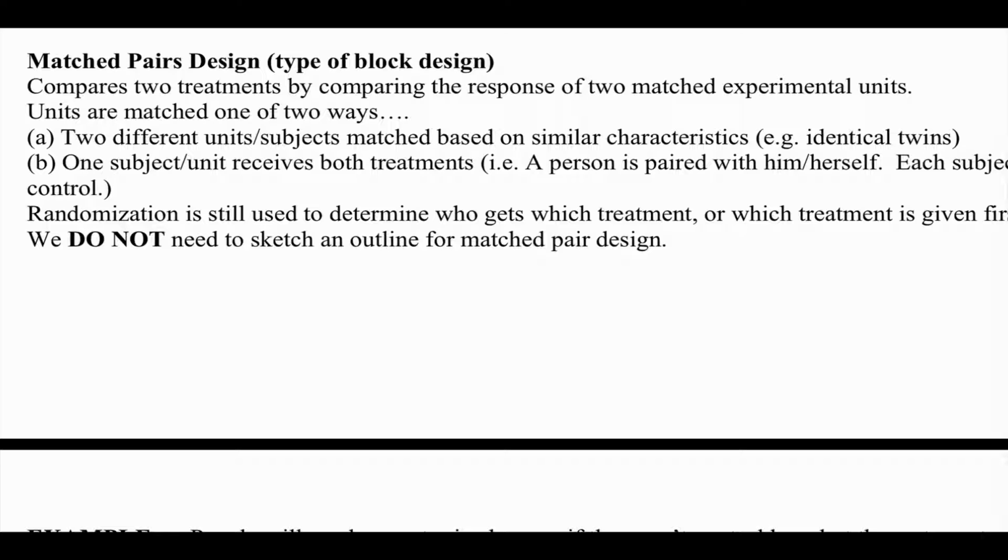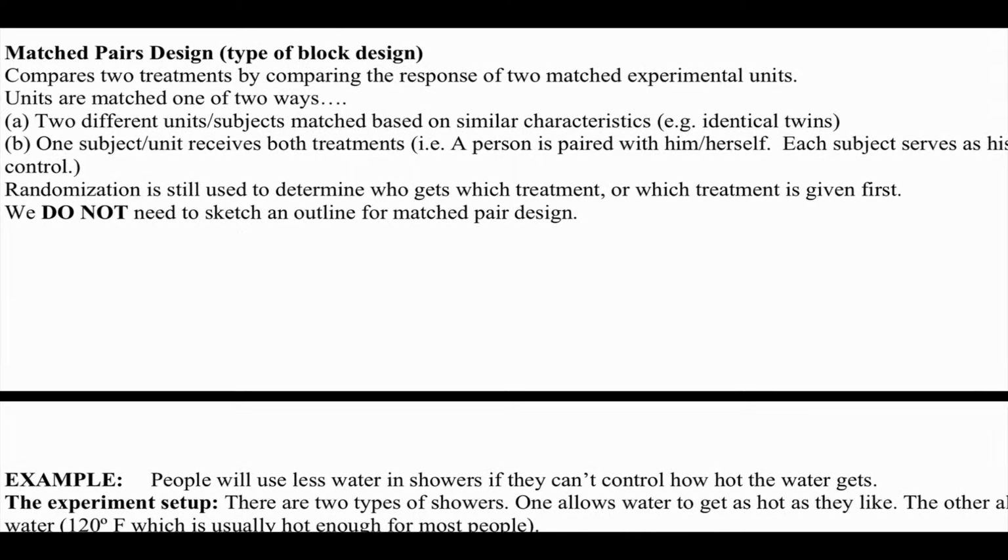Randomization is still used to determine which treatment gets. So we still do randomization to see which one gets which treatment or which treatment first. Remember, if I'm paired with someone who's similar to me in some way, age, gender, height, weight, something, I'm only going to experience one shower. They're going to experience the other shower. We're going to compare our data. Nobody else's data, just our data. Or another way to do it is me compared with myself.